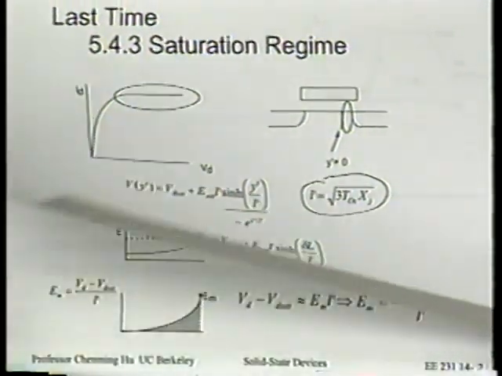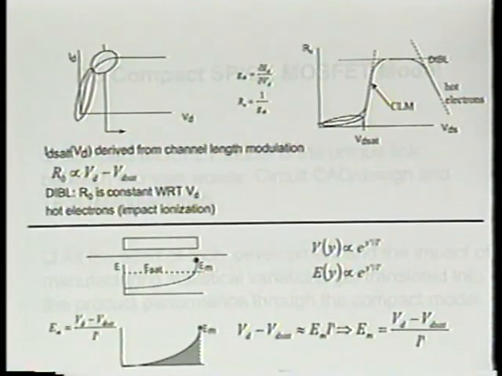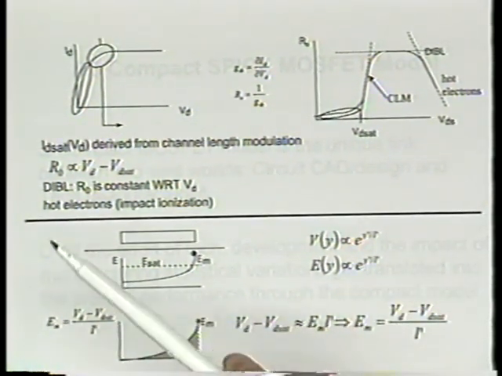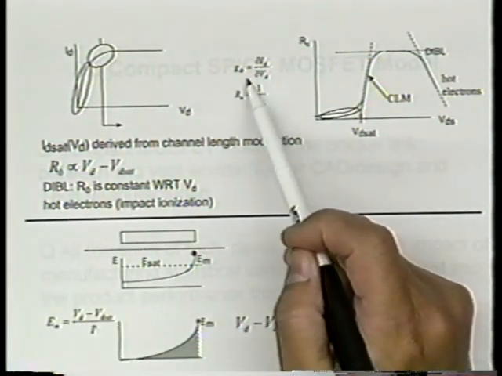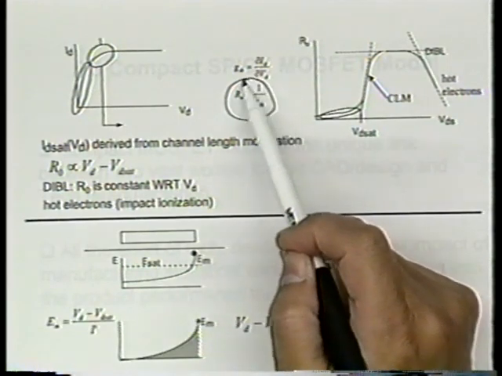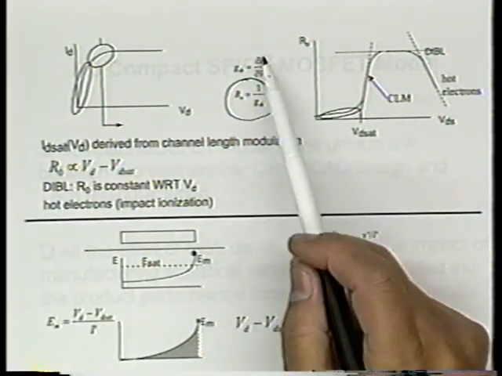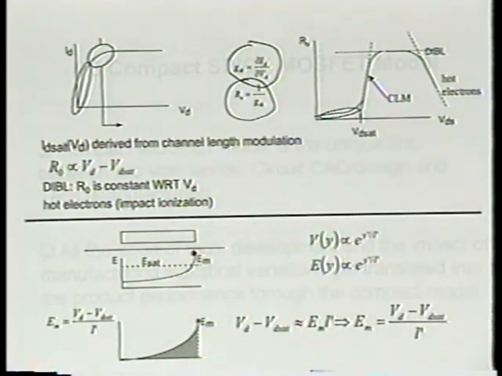All right, let's see. And from there we also developed the concept of output conductance. Output resistance is defined as 1 over source drain conductance, and source drain conductance is defined as dID/dVD. All right, these notations are good to know.